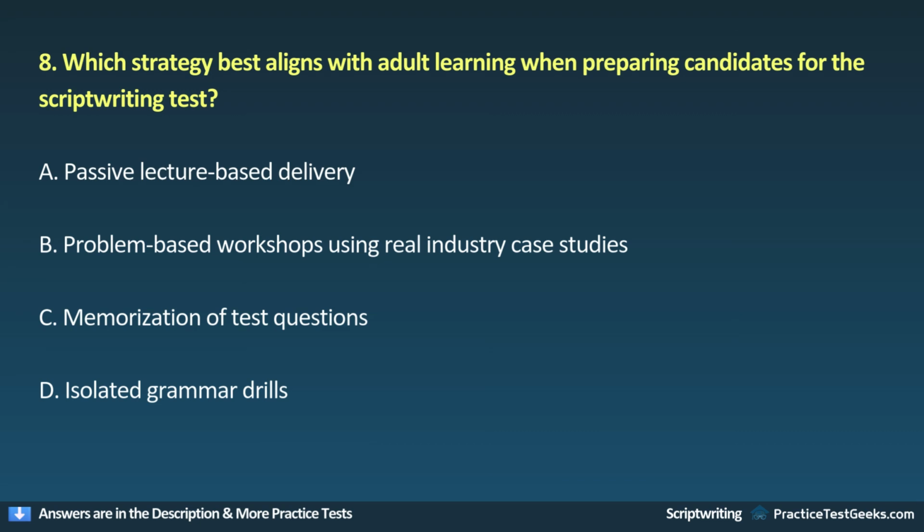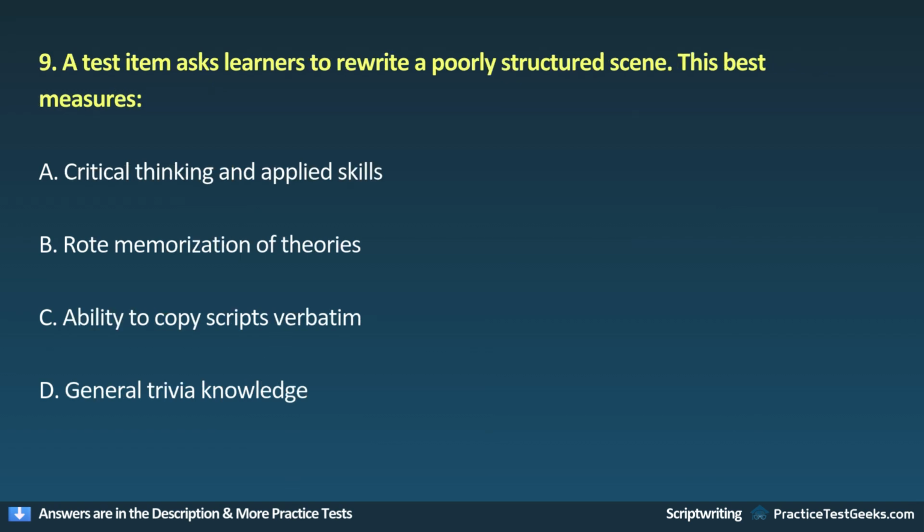8. Which strategy best aligns with adult learning when preparing candidates for the scriptwriting test? A. Passive lecture-based delivery. B. Problem-based workshops using real industry case studies. C. Memorization of test questions. D. Isolated grammar drills.